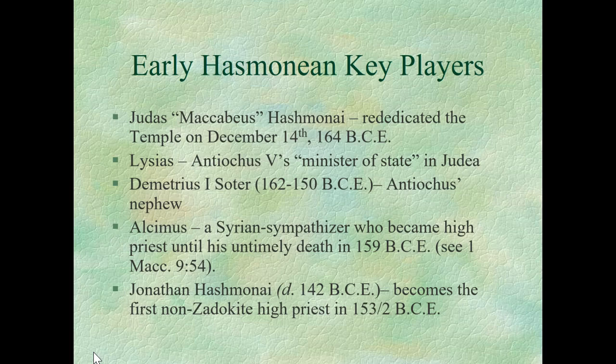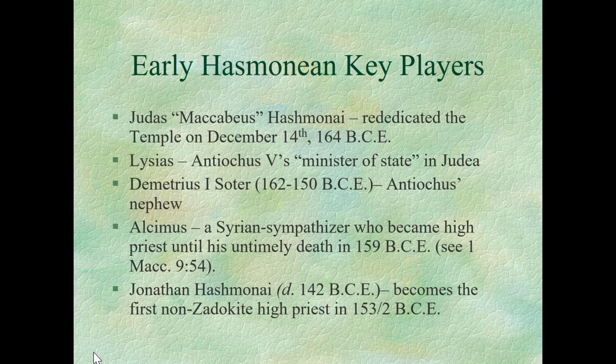But right now, Jonathan Hasmonean, who dies around 142 BCE, becomes the first non-Zadokite high priest. So this is quite important. The Hasmonean family are a priestly family. But to be a high priest, according to tradition, you had to come from a particular line of priests. Not all priests could be high priests. But Jonathan assumes the role of high priest.